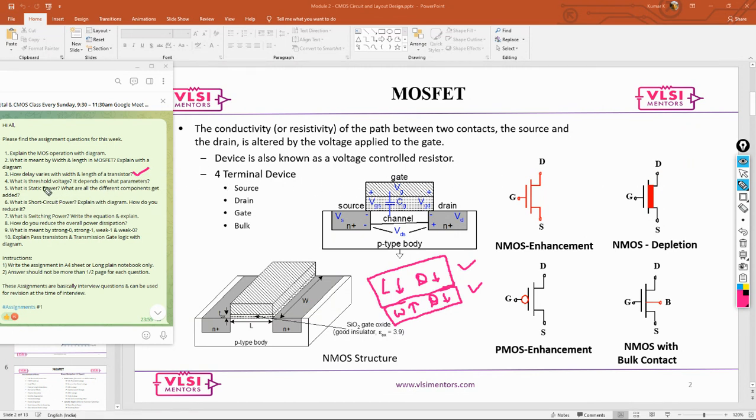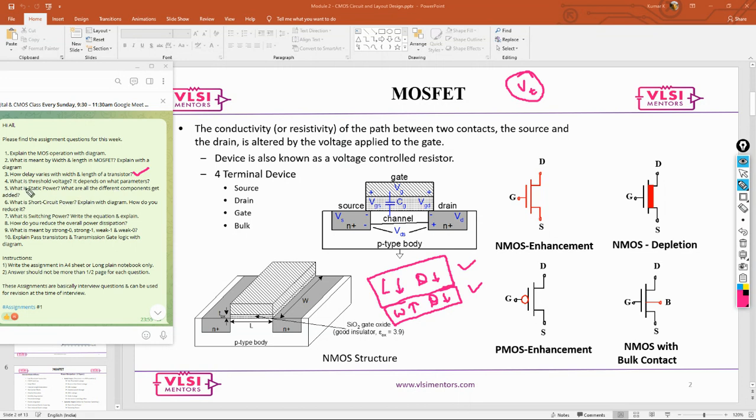And the next one is basically what is threshold voltage, and what parameters it depends on. Ideally, if you had looked at it, threshold voltage is basically the voltage at which the transistor is said to be turning on or operating. And it depends on various parameters. So if you'd have done a little research on it, you would have definitely got it.